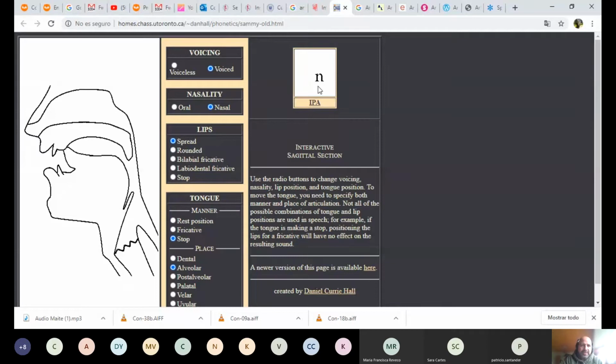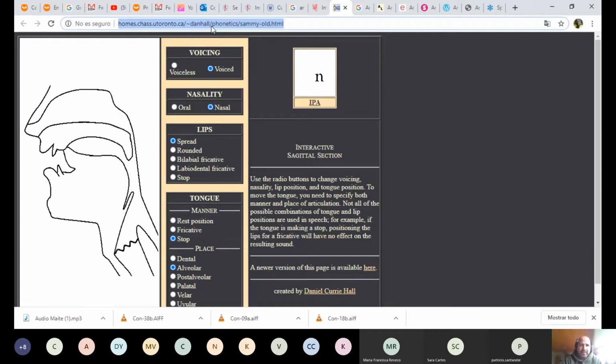Because when we're producing n, as in no, nine, never, it is an alveolar sound. The tip of the tongue is right here, touching the gum ridge, right? It is a stop, because we're stopping the air. In terms of nasality, it is nasal, definitely, because the velum is down here, and it is voiced.